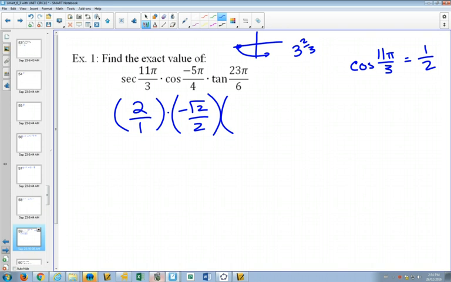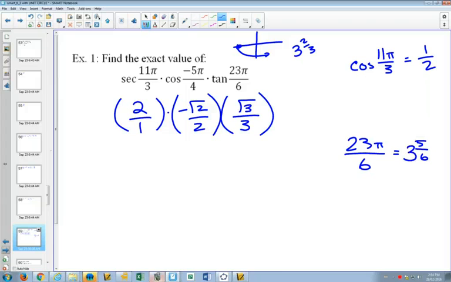Finally, tan of 23 pi over 6. We know that pi over 6 family is root 3 over 3. 23 pi over 6 is the same as 3 5/6. And you see that 3 would end here again, and 5/6 is more than half. So we'd end in quadrant 4. Is tan positive or negative in quadrant 4? Negative.